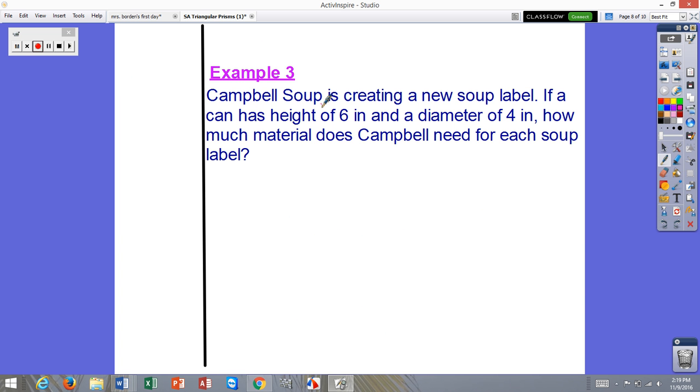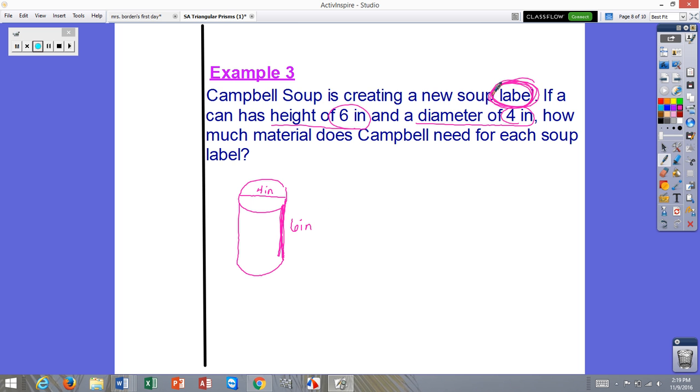If I have a Campbell's soup can and I'm creating a new label, if a can has a height of 6 inches and a diameter of 4 inches, how much material does Campbell need for each soup can? Okay, so think about a soup can. There's my can. I'm going to draw one. It's always good to draw a picture. I'm going to label it with the height of 6 inches. That's how tall my can is. That's this distance between the two circles. Put a 6 inches here. My diameter is 4 inches. So across the top circle, I'm going to put 4 inches. Okay. Now I just need a label.